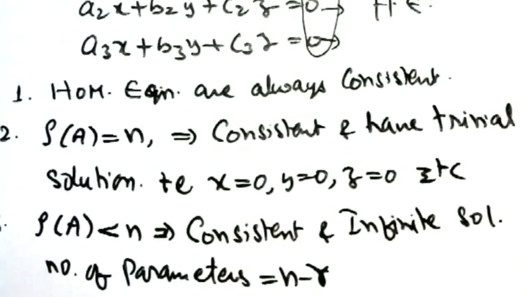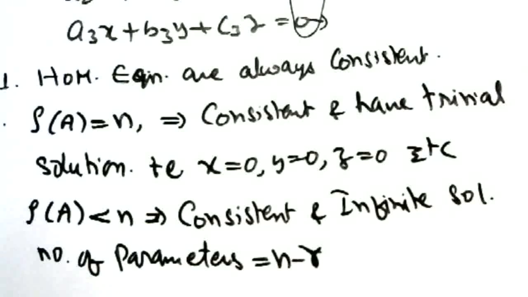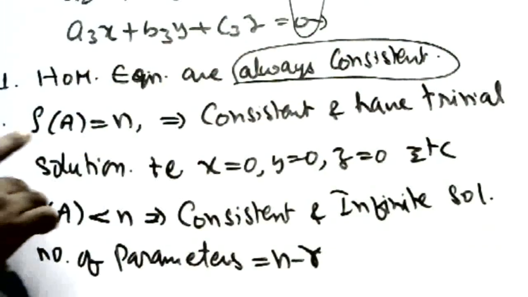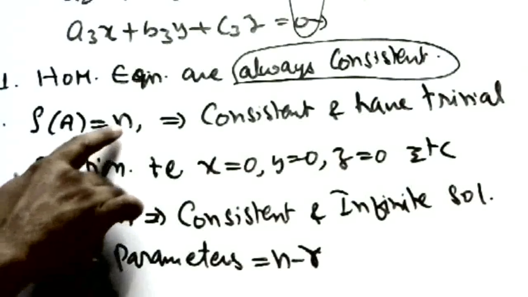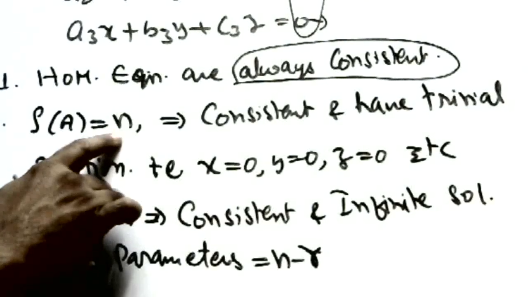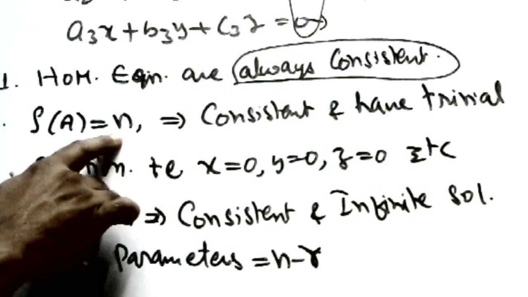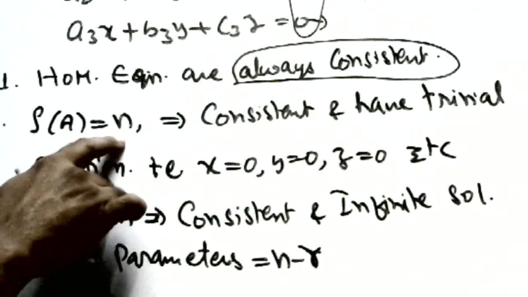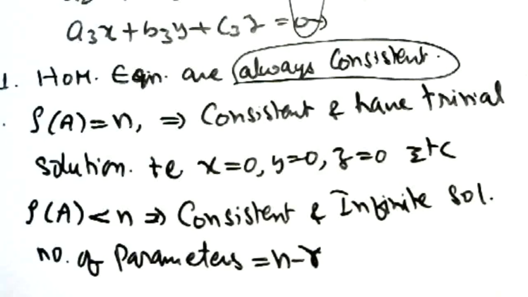Now, the first thing we must remember is that homogeneous equations are always consistent. Now the conditions are: if the rank of A equals n, where n is the number of variables, suppose x, y, z, three variables, or x, y, z, w, four variables. If the rank and number of variables are equal, the system of equations is consistent and has a trivial solution.